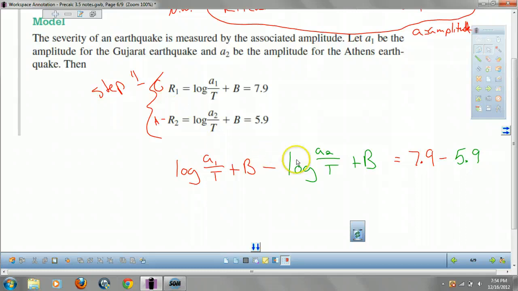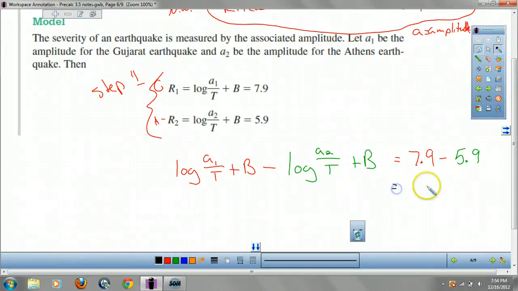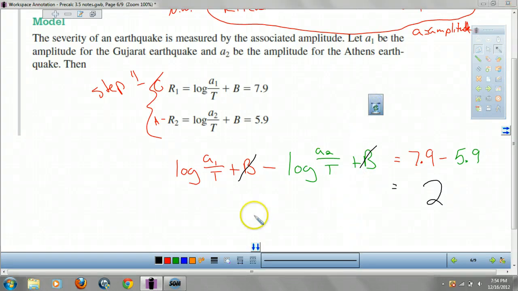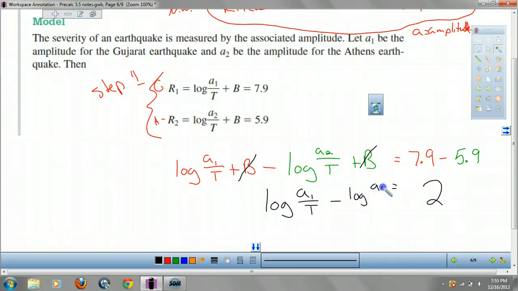Okay. So now, if I look at this, this side becomes just good old-fashioned 2, right? What happens to your B's? They go away, right? So you're left with log of A1 over T minus log of A2 over T equals 2.